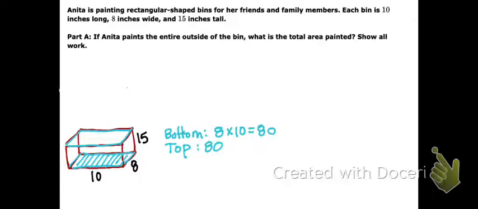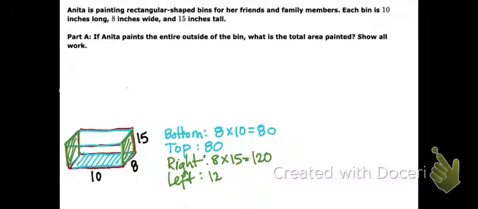Now let's do the same for the right and left sides. Area of the right one, notice that it is 8 by 15. And it is the same exact size as the one on the left. The one across from it's the same size. So I'm just going to write down the right and the left. Same sizes. So this is 8 by 15. So 8 times 15. If I put that in my calculator, I get 120. The left is the same size, so it's also 120.